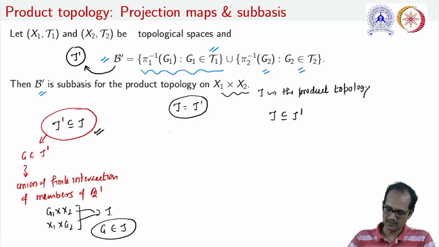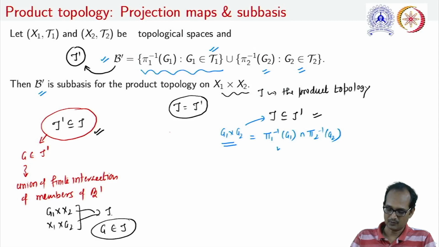If we want to justify that tau is coarser than tau dash, as we know, such Cartesian products G1 cross G2 are members of the basis for the product topology. But note what we have seen on the previous slide, that this G1 cross G2 is nothing but the intersection of pi1 inverse G1 and pi2 inverse G2.